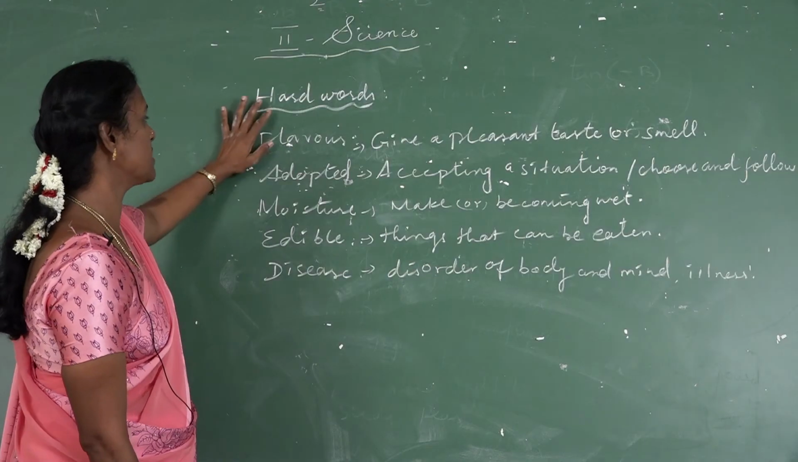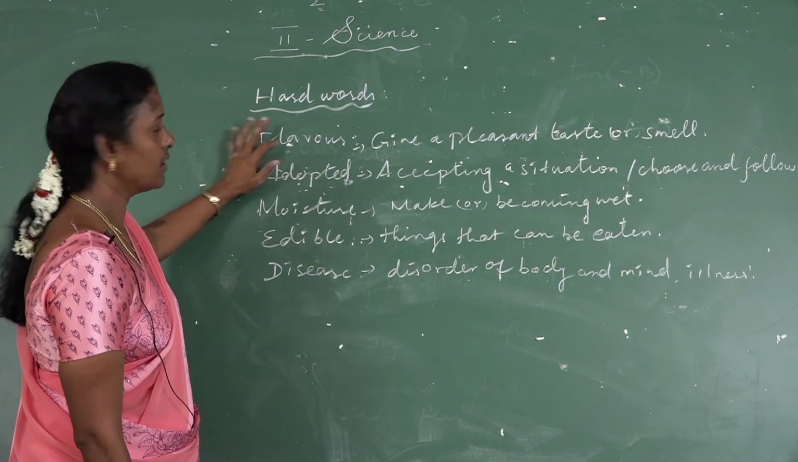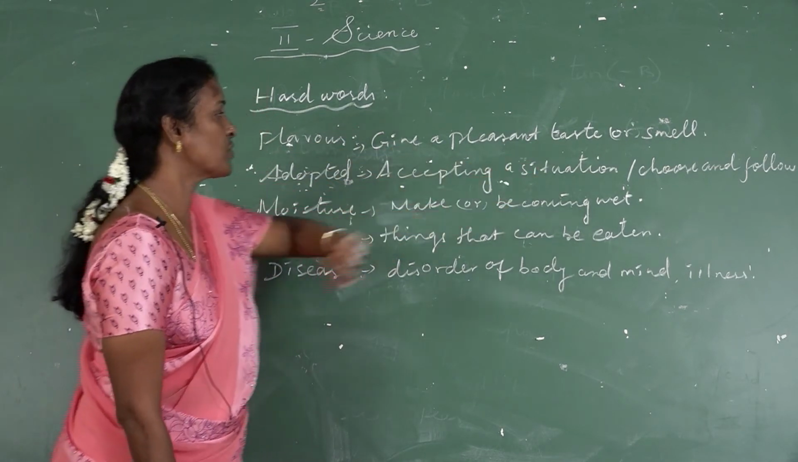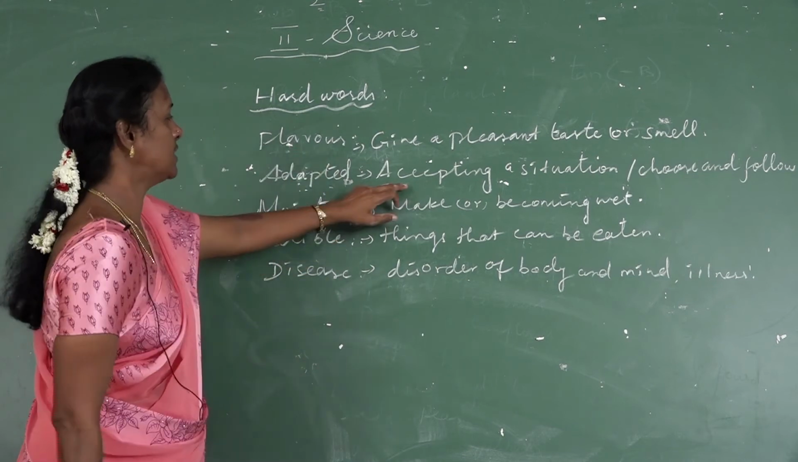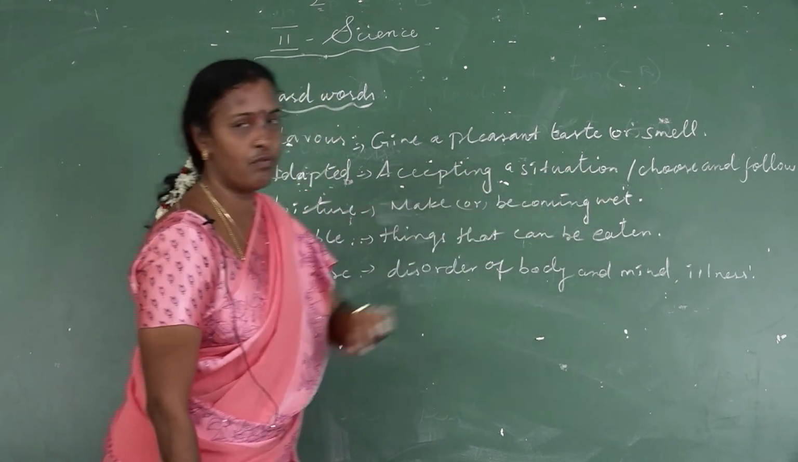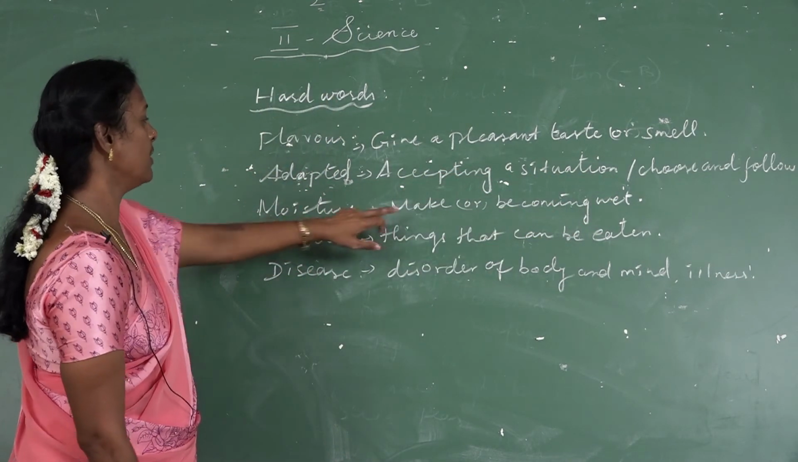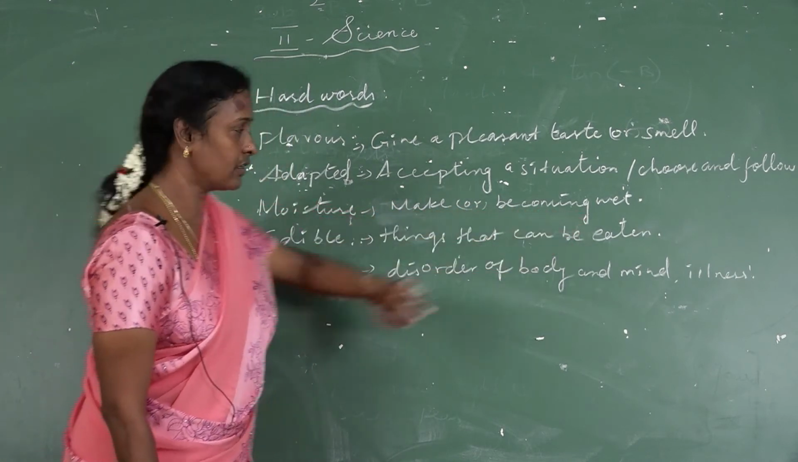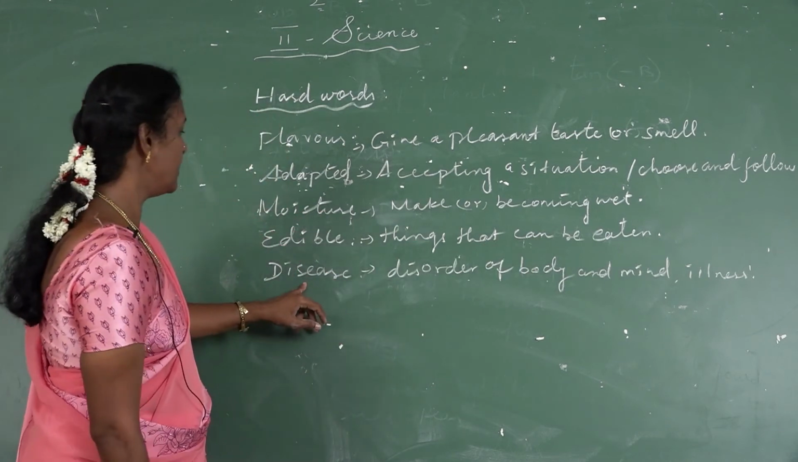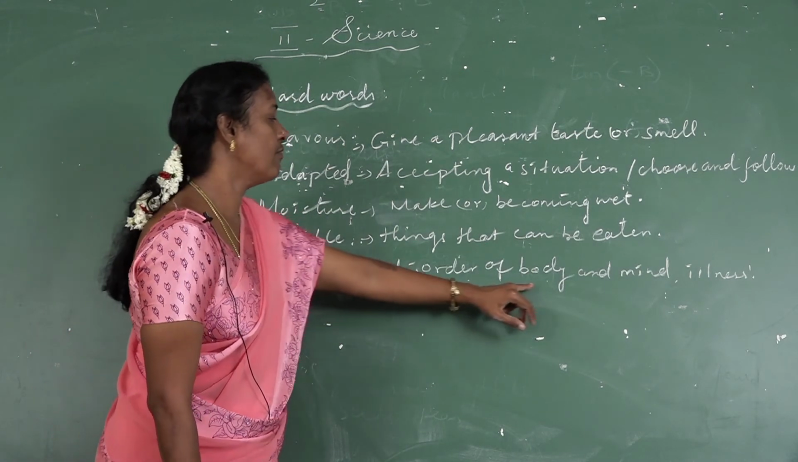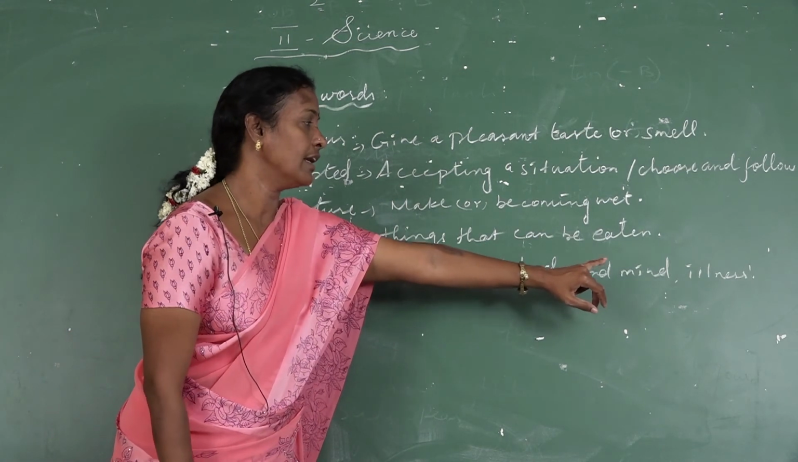From the lesson I have written some hard words. Flavor: give a pleasant taste or smell. Adapted: accept a situation, choose and follow. Moisture: make or becoming wet. Edible: things that can be eaten. Disease: disorder of body and mind, illness.